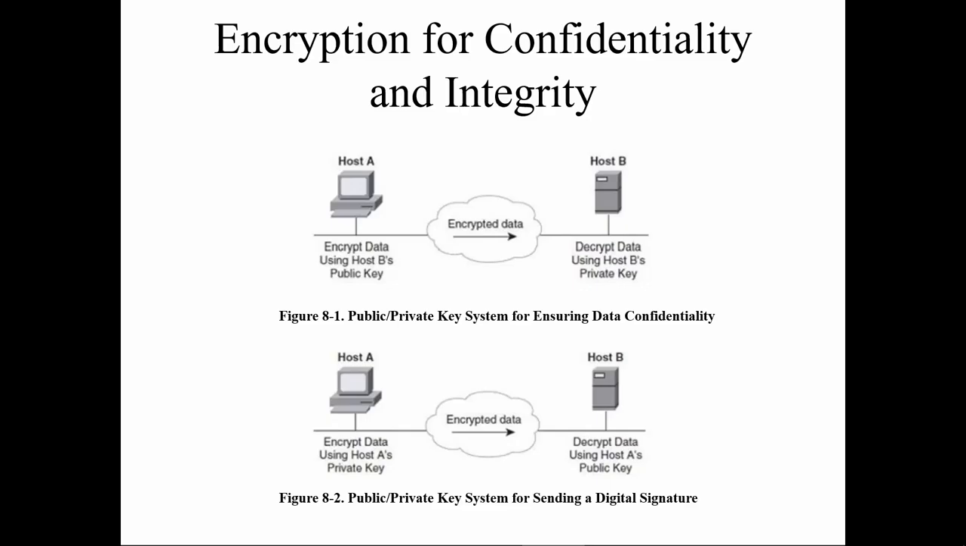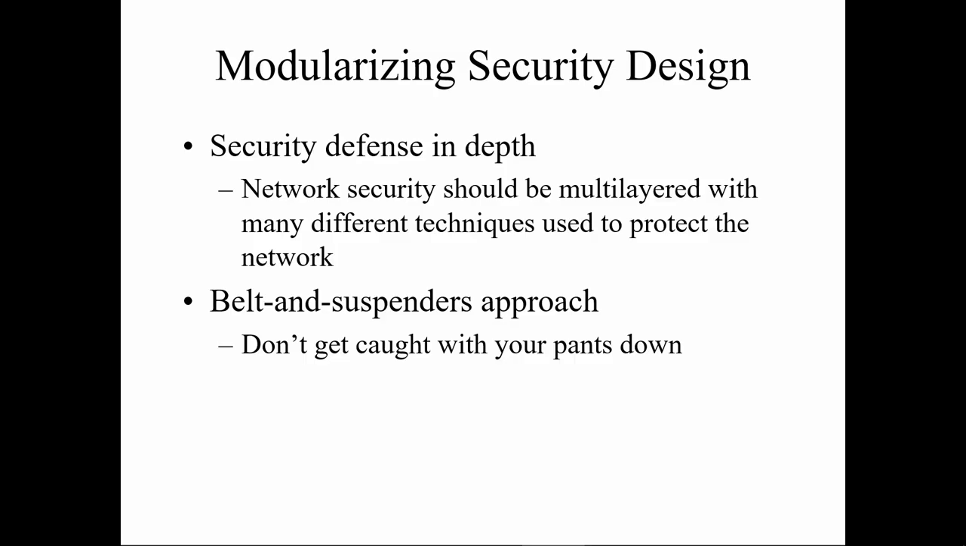So how do we modularize our security design? First, it has to be a multi-layer approach. You cannot have a single layer. So we build multiple layers into our security so that if one layer fails, there's another layer they still have to penetrate. It's a belt-and-suspenders approach, pretty much so you don't get caught with your pants down. You have plenty of layers to provide overall protection.